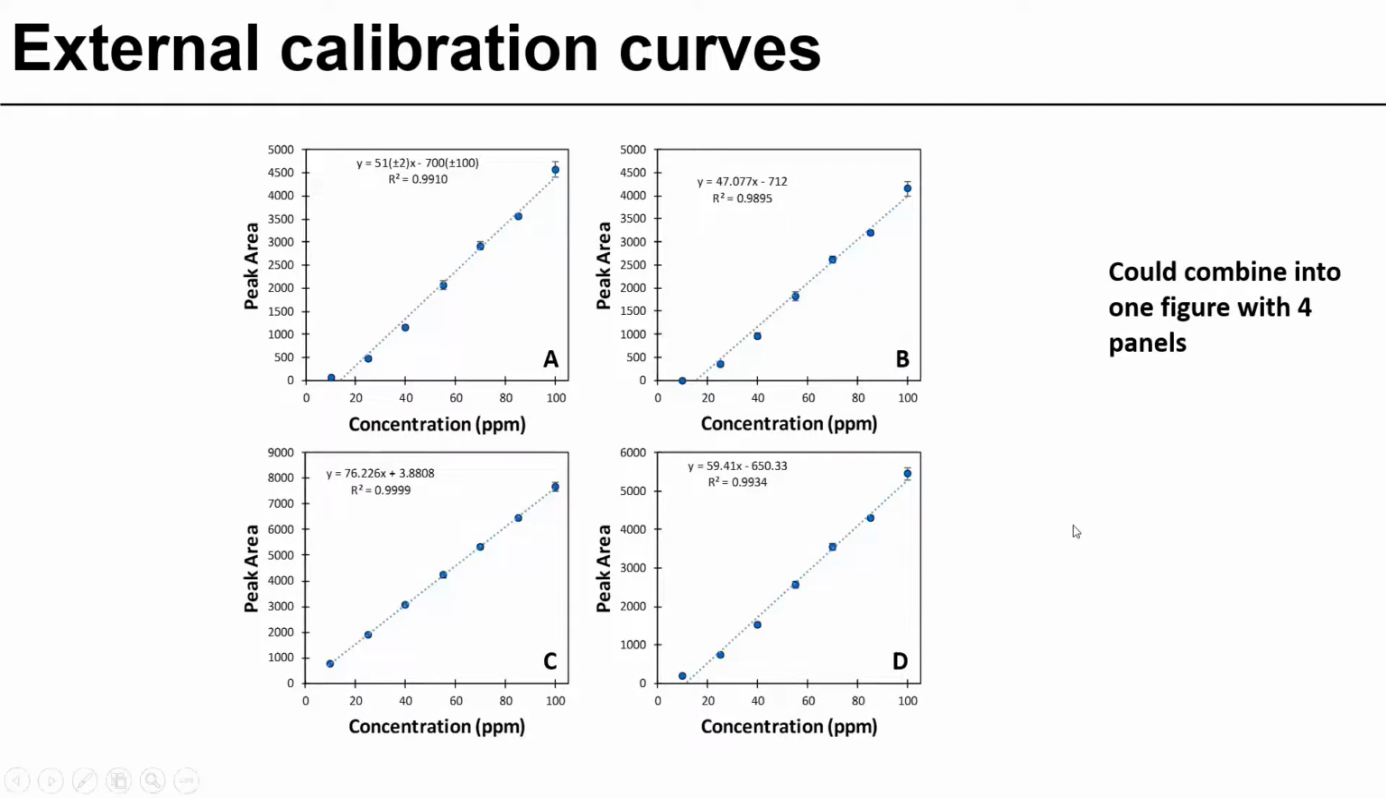So I'm not going to go into that in detail, but in your reports, what we want to see is a figure like this, where we're seeing all 4 of your analytes, and you might want to start working on combining these into one figure with multiple panels like this, labeled A, B, C, and D, just so we don't have to scroll through 4 separate pages to find all 4 of your cal curves for the external cal curve.